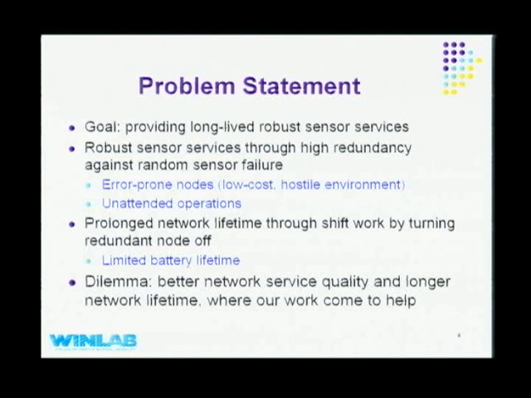So one way we increase service reliability is to increase the density of the sensor nodes, so that as long as we can keep a specific number of active nodes healthy, the whole network is running. So it could provide a service to the applications.